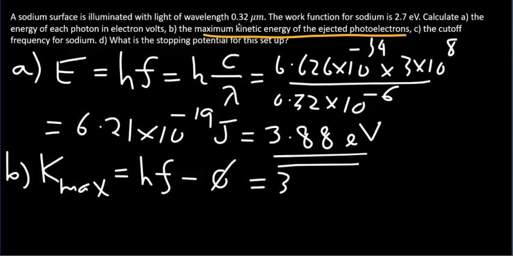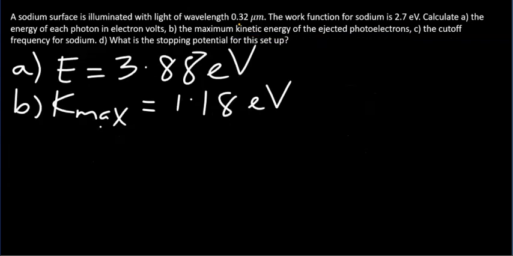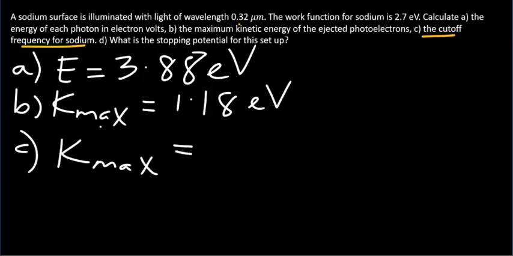hf was found to be 3.88 electron volts. The work function is 2.7 for sodium, and that's going to give you 1.18 electron volts for the maximum kinetic energy. Part C, what is the cutoff frequency for sodium? Now we know from the photoelectric equation that the maximum kinetic energy equals hf minus the work function.